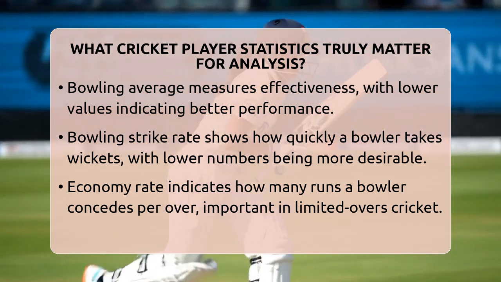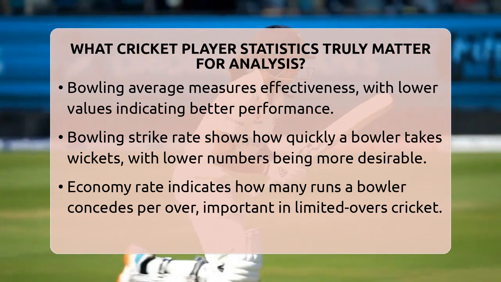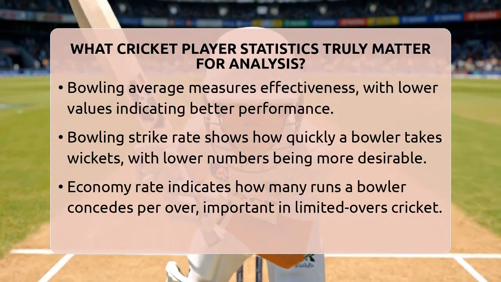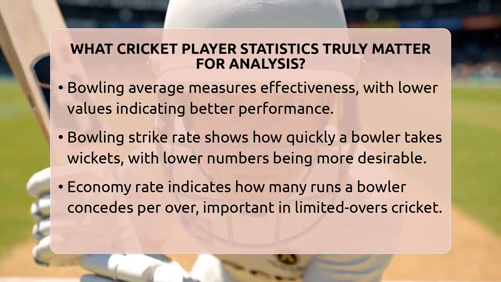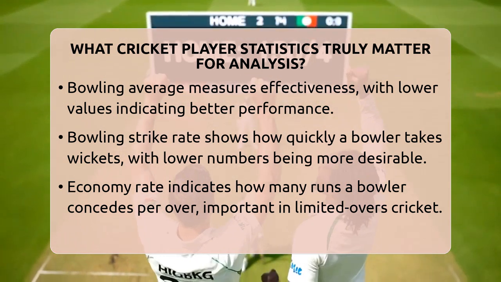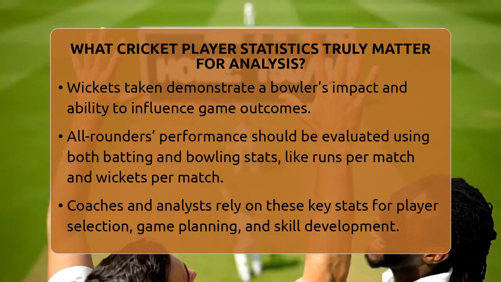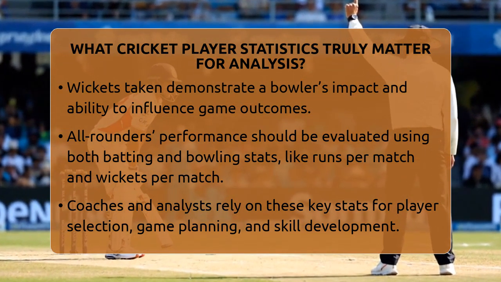Economy rate measures how many runs a bowler concedes per over. In limited overs cricket, a low economy rate is highly prized, especially during the final overs when teams try to restrict scoring. Wickets taken is a straightforward measure of a bowler's impact. More wickets generally mean a more influential bowler who can change the course of a game.